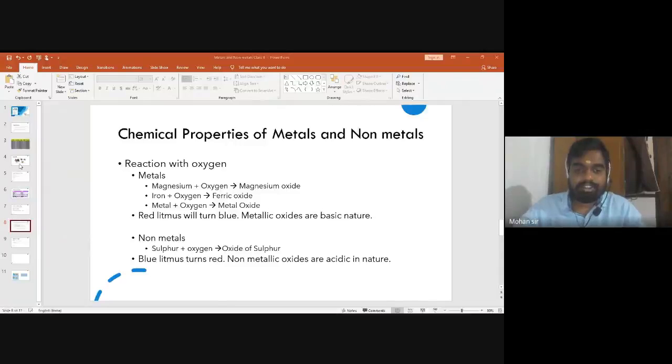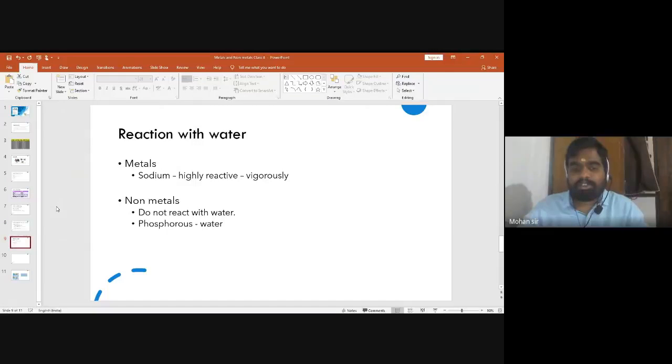Metals react with water certainly, but a few metals react very quickly and a few metals react in a slow manner, and non-metals do not react with water at all. And when we speak about sodium, it is highly reactive, and that is why it is stored under kerosene.